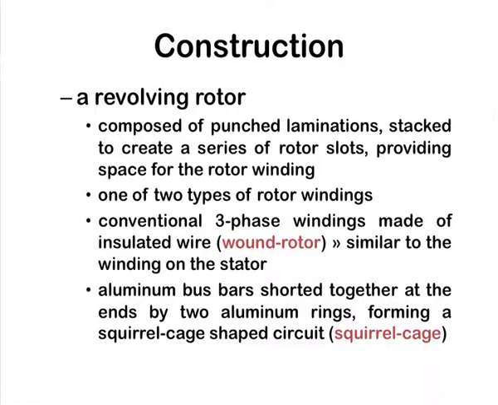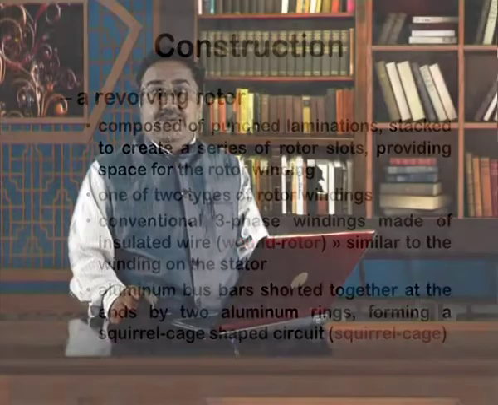The first one is the conventional 3-phase winding, which is made up of an insulated wire similar to the winding on the stator. This type of induction motor is known as the wound rotor induction motor. Another type of construction involves aluminum or copper bars put in the slots of the rotor, and at the ends these bars are short circuited by copper or aluminum rings. In this way they form a cylindrical structure which looks like the cage of a squirrel, and that is why this type of motor is known as the squirrel cage induction motor. So, viewers, it will be very clear how these motors are named. They are named after the way the rotors are designed.